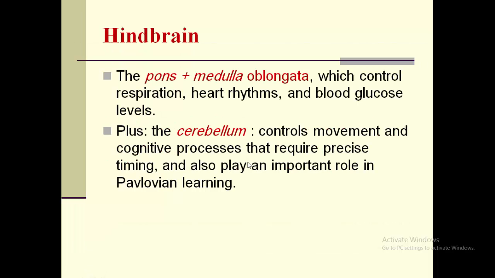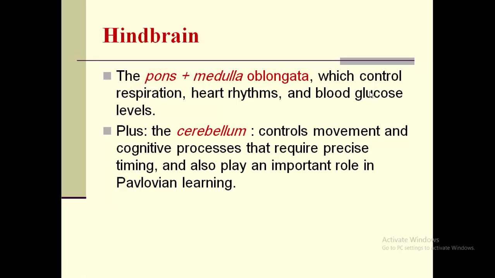We are left with the last part of the brain, which is called the hindbrain, and hind means posterior. What is this hindbrain? This is made up of three parts, as is highlighted in red: the pons, which literally means the bridge, the medulla oblongata, and the cerebellum. So the pons and the medulla oblongata together control your vital functions.